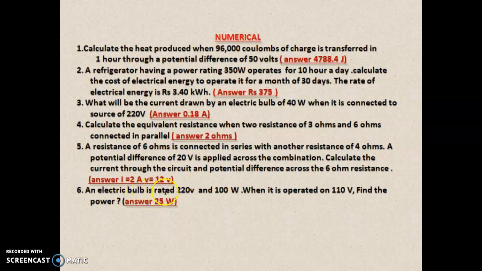An electric bulb is rated 220 volt and 100 watt. When it is operated on 110 volt, find the power. So what is given in this one? The potential difference is given, 220 volts. The power is given, 100 watt. So using this, first we can find out the resistance. Power is equal to V square upon R. So R is equal to V square upon P. So we can find out the resistance.